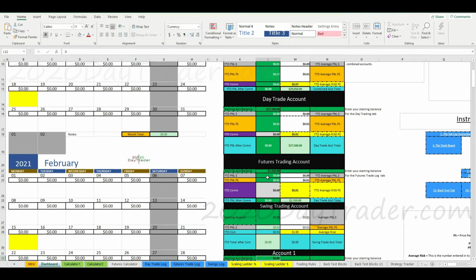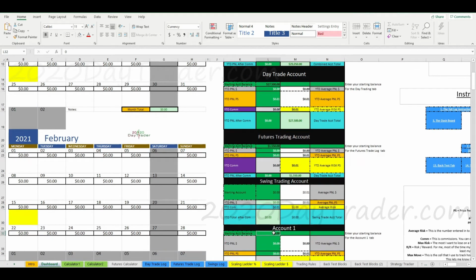Another way I can do this if I wanted to is just to allocate funds for swing trading. So on my $27,500 day trading account, if I wanted to start with a $2,500 swing trading account, it could be the same account, but I just put 27,500 here, and I can put 2,500 here, so I can track. And then in my scaling ladders, in my risk management plan, I separate those monies out so that I can have the proper risk management for each account.